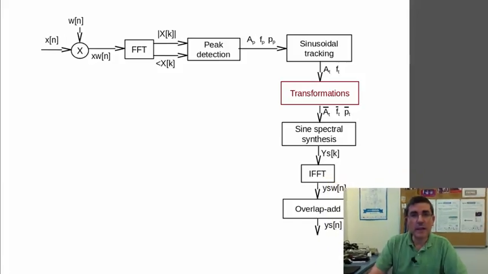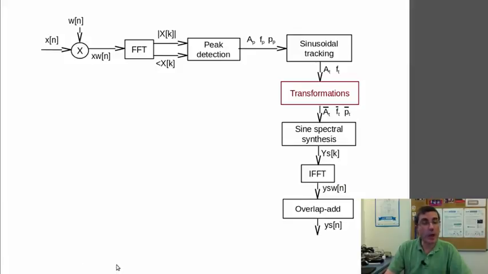So we are actually going through this block diagram. This is the block diagram of the analysis synthesis of the sinusoidal model. And what we're doing now is, from the output of the sinusoidal model, by just taking the amplitude and frequencies of the sinusoids, we are applying some transformations to them and then resynthesizing the sound.